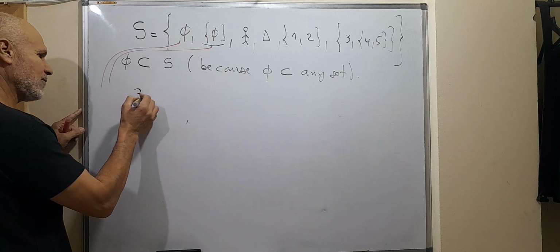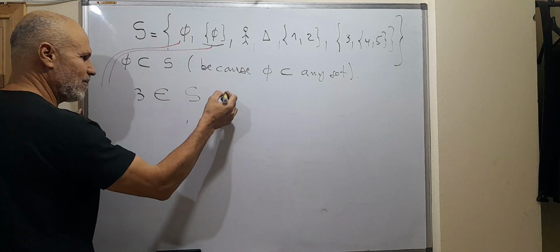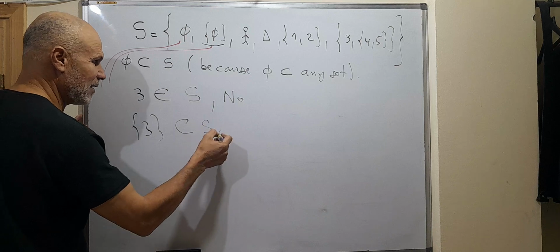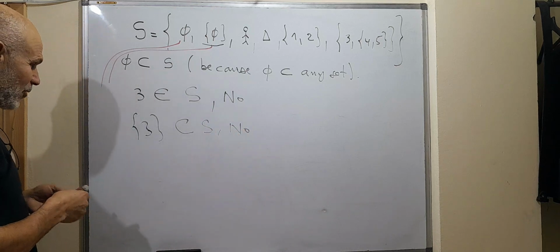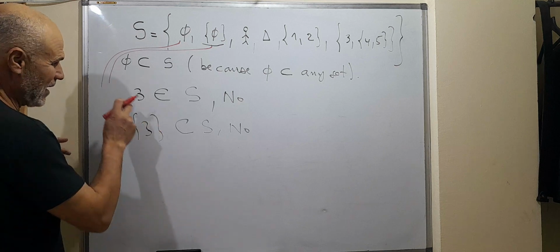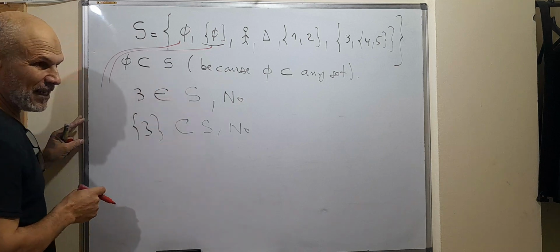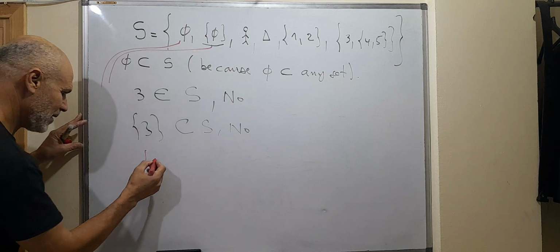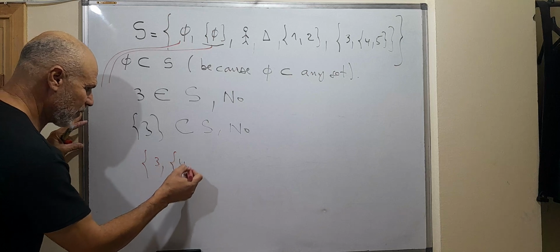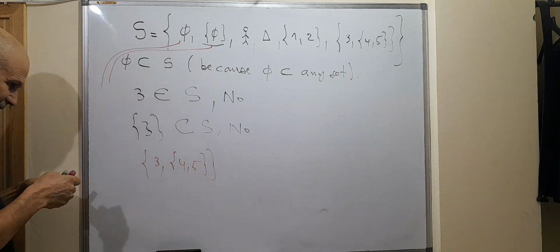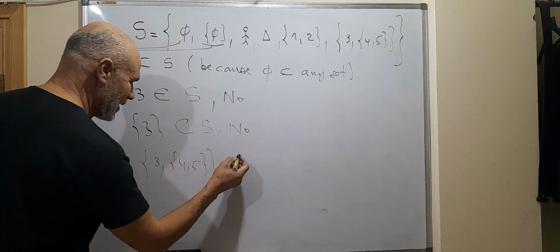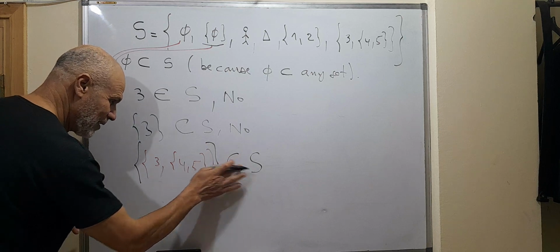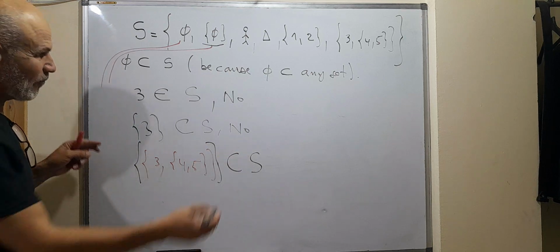Three. No. The set of 3 isn't included in S, and the 3 isn't an element of S. How about 3, 4, 5? This is an element of S. But the set of this one is included in S.